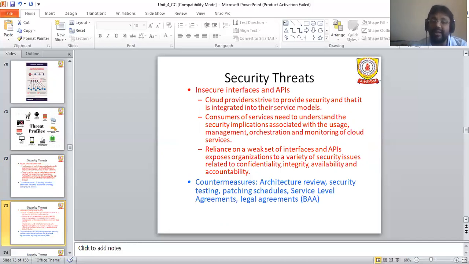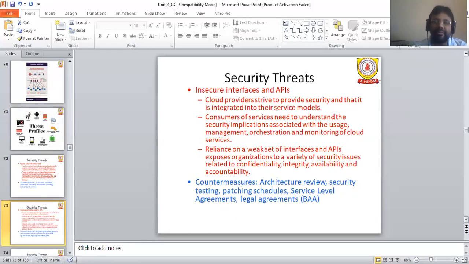So reliance on a weak set of interfaces and APIs exposes organizations to a variety of security issues related to confidentiality, integrity, availability, and accountability, which is the CIA model. Countermeasures are architecture reviews, security testing, patching schedules, and service level agreements and legal agreements, which is SLA, which is important between the end user and the vendor, and the interface, that also happens with the broker who is in between the service provider and user.